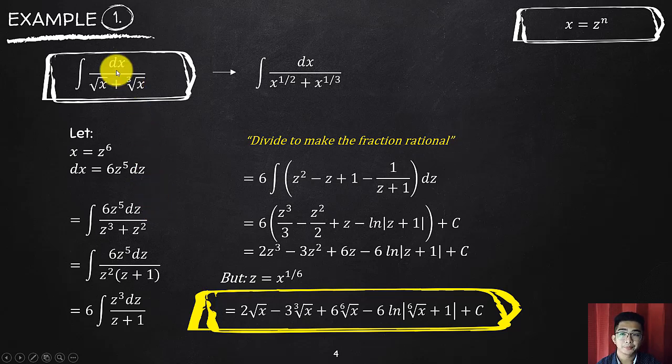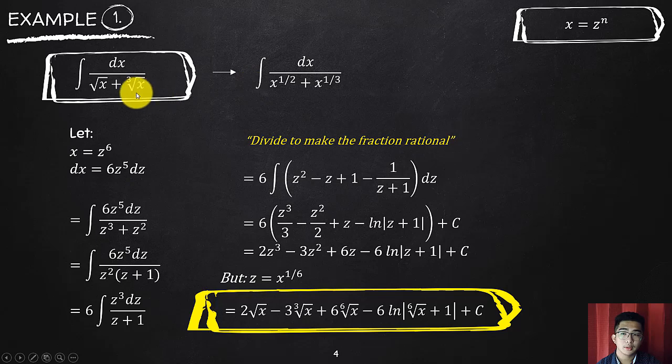So this time, dx becomes 6z raised to 5 dz. So that is 6z raised to 5 dz. And what about the term here? You're going to replace x with z raised to 6, correct? So if you replace x here, the square root of x, with z raised to 6, that becomes the square root of z raised to 6.